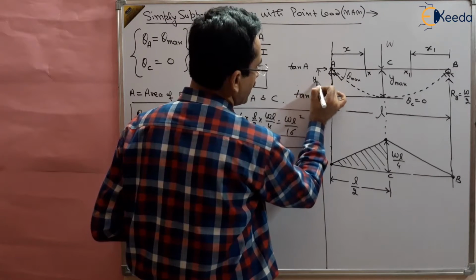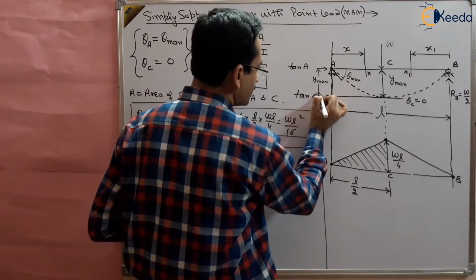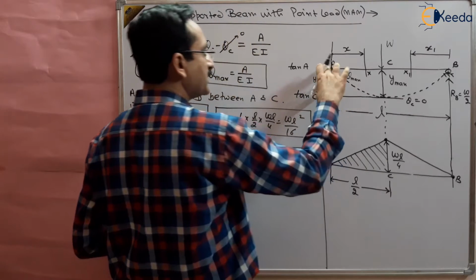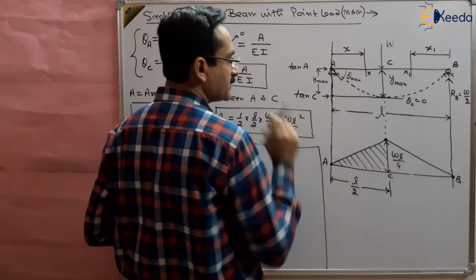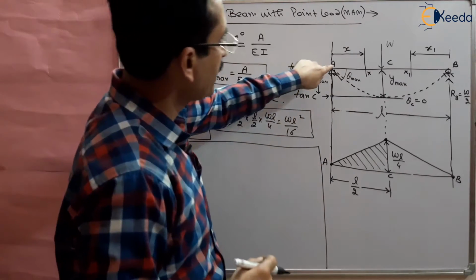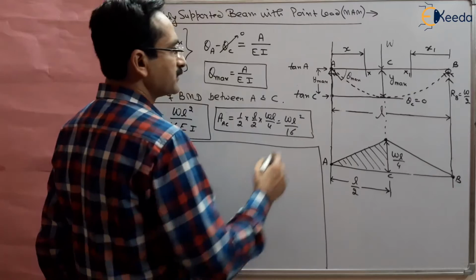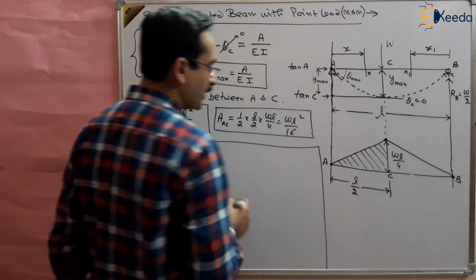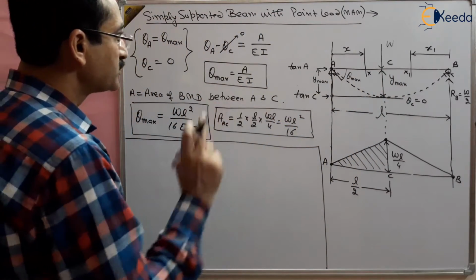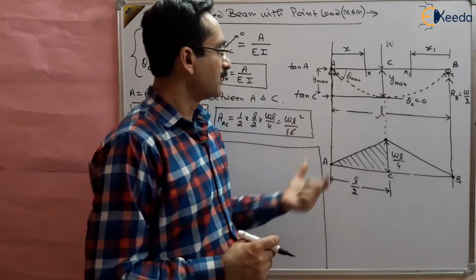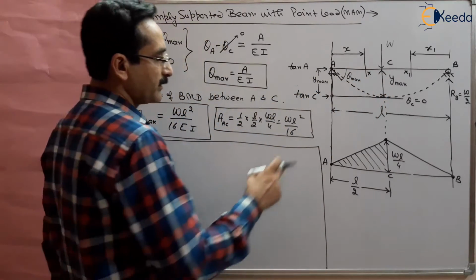This is the y max, right? Y max, because two tangents are crossing at A and at this point, right? So the tangent at A and the tangent at C we are taking here, right? So we have chosen points A and C. Now the area, the moment of area.